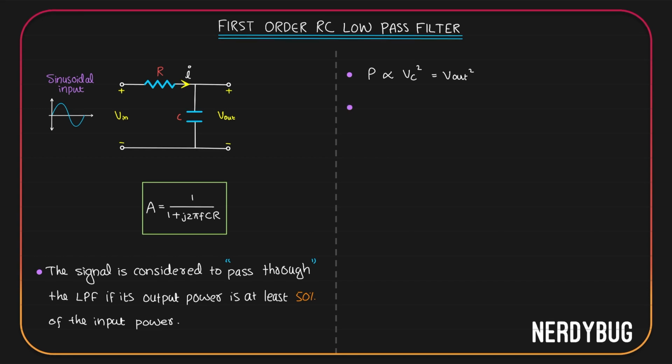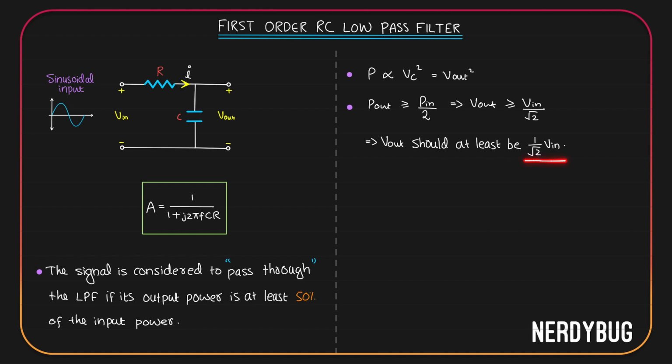That means power is proportional to the square of the output voltage. According to the condition, P output should be greater than or equal to half of P input. Since power is proportional to the square of V output, we could say V output is proportional to the root of the power. So we can write V output should be greater than or equal to V input divided by root 2. That is, the output voltage should at least be 1 by root 2 times the input voltage.